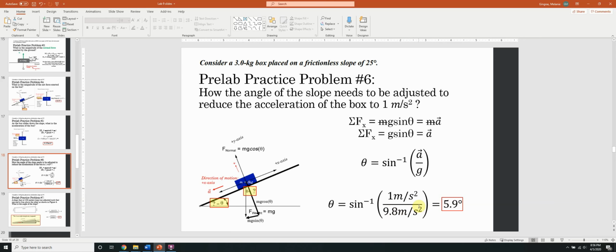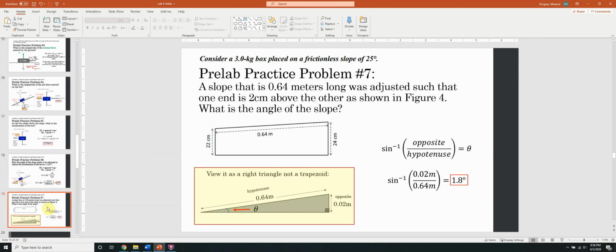And we get that the new angle, in order for this acceleration to be exactly 1 meter per second squared, would be 5.9 degrees. And this, of course, makes logical sense with what we were expecting. We expected the angle of the slope to be less than 25. This certainly is less than 25. So that all checks out.